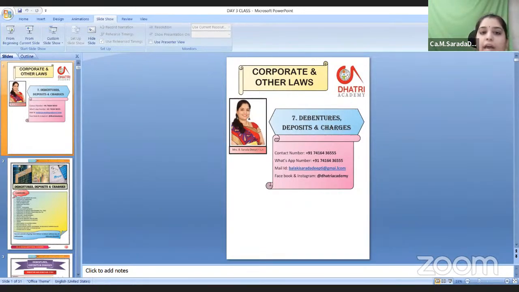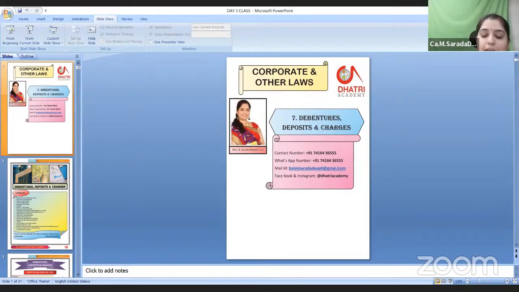And the next one is, before accepting the deposits from members, the company has to pass a resolution in the general meeting. And if that particular deposit is a secured deposit, the company can also give an assurance that they will appoint the trustees.